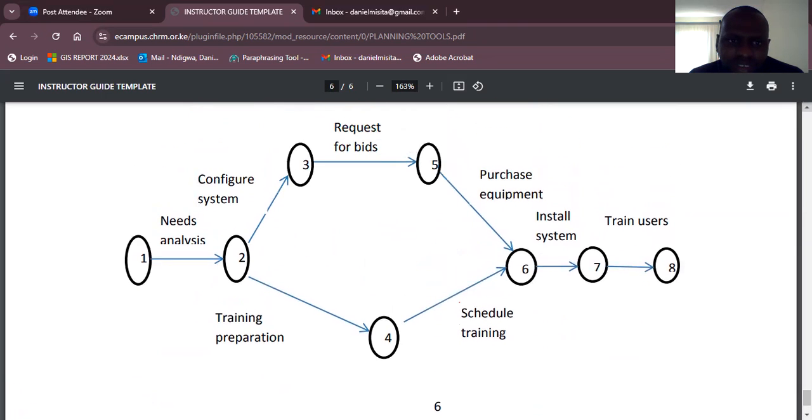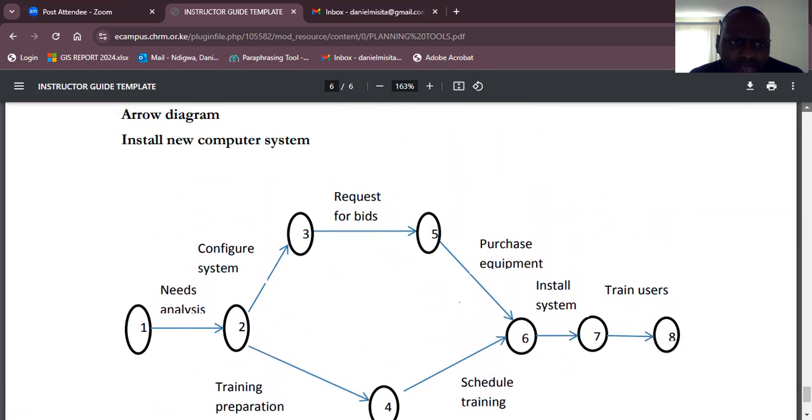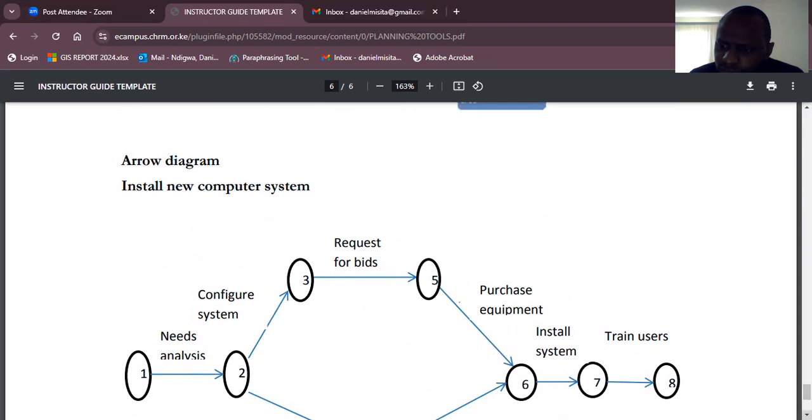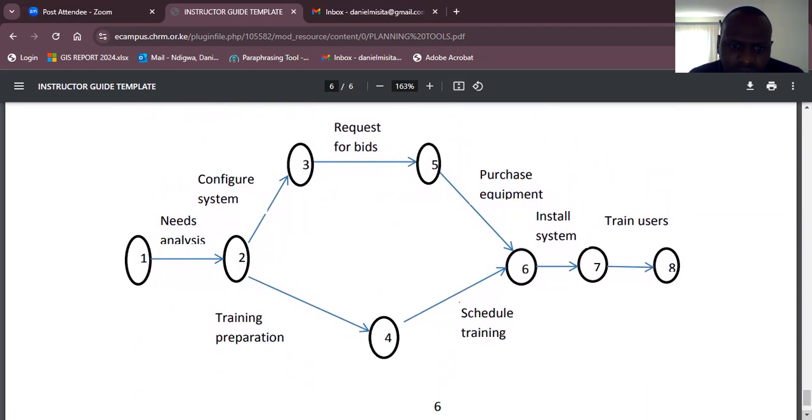Then the last one is what is called the arrow diagram. So this gives you a series of steps that you need to do. For example, we are talking about the activity or network diagrams. Number one is need analysis. So once you have need analysis, you can decide to have what is called configure system as number three, request for bids, purchase equipment, install system, and train the user. So that is one path you can use.